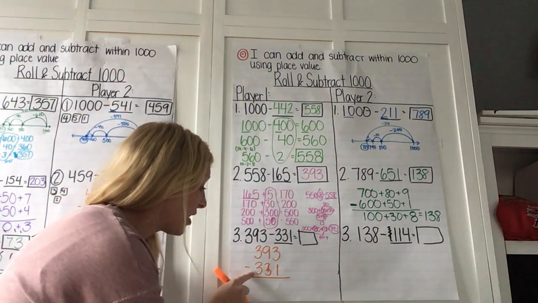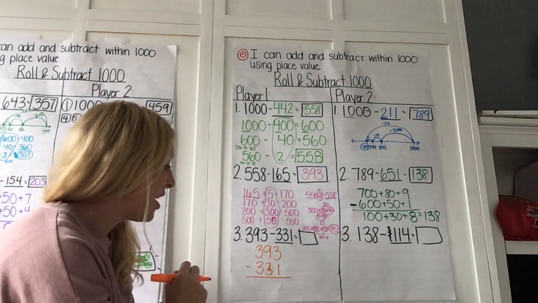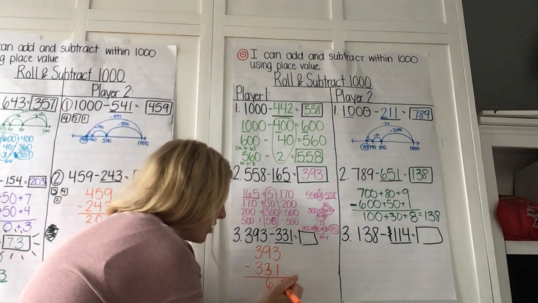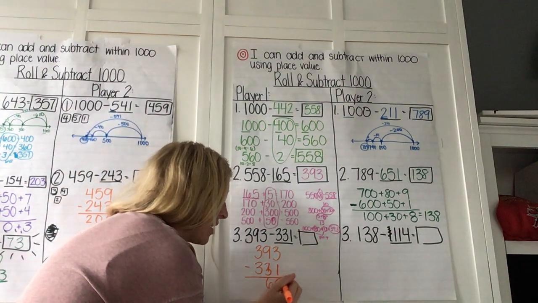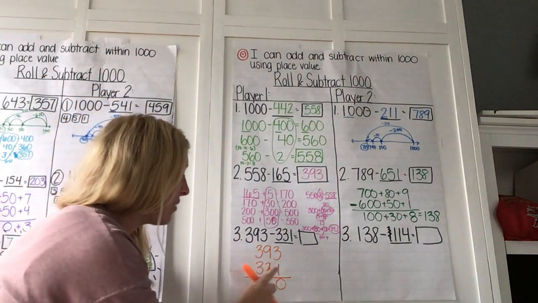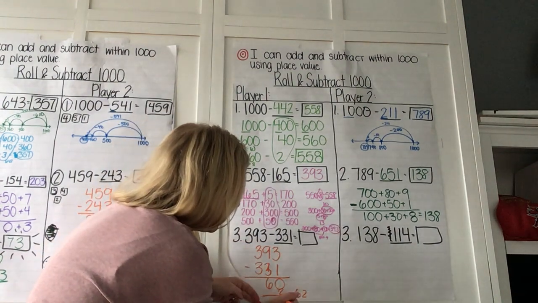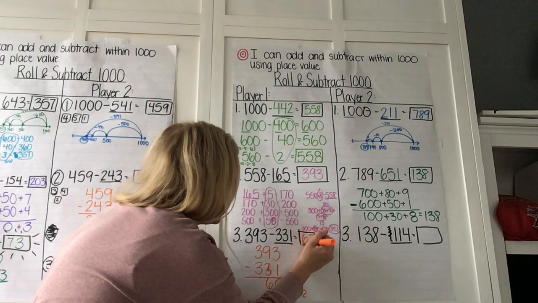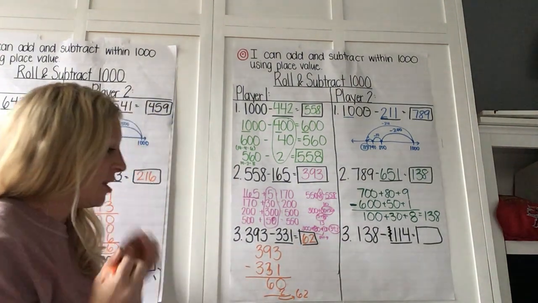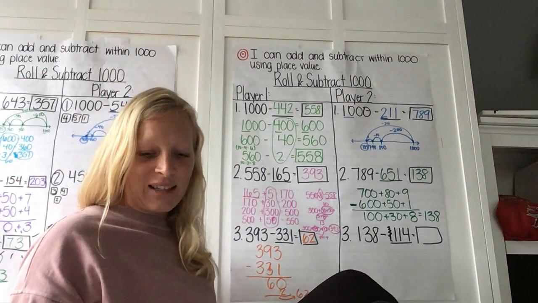Okay, so 300, take away 300s is 0 hundreds. 9 tens, take away 3 tens. 9 take away 3 is 6. So 9 tens, take away 3 tens is 60. 90 take away 30 equals 60. 3 take away 1 is 2. And what did you get? 62. Okay. Tens plus your ones, no hundreds. 62. That's pretty close, isn't it?